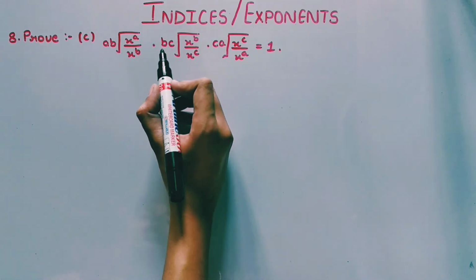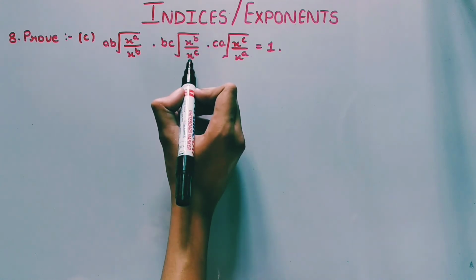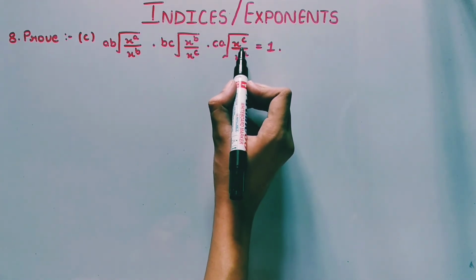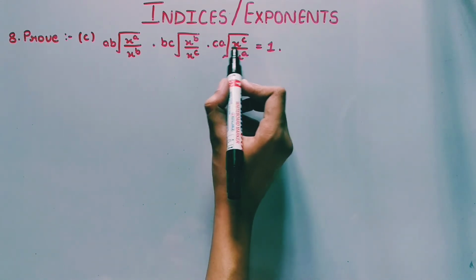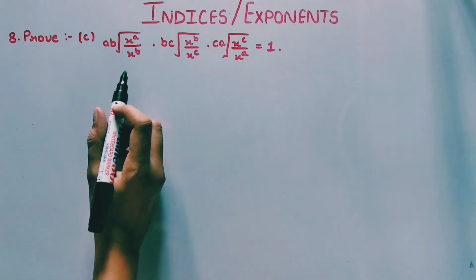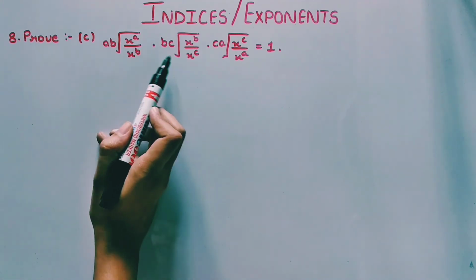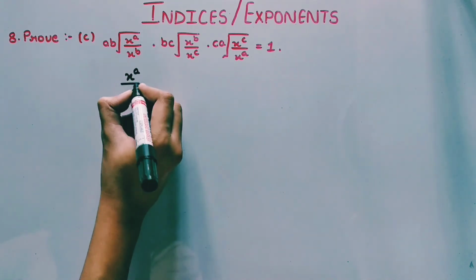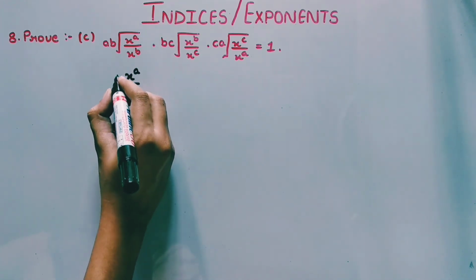We have the C part. Prove: under root ab, x raised to power a by x raised to power b, into under root bc, x raised to power b by x raised to power c, into under root ca, x raised to power c by x raised to power a, is equal to 1. First of all, we will write all these under roots in the form of powers. x raised to power a divided by x raised to power b.